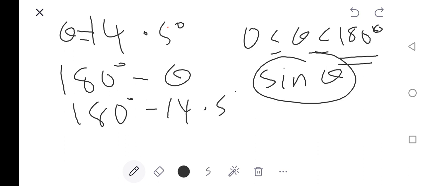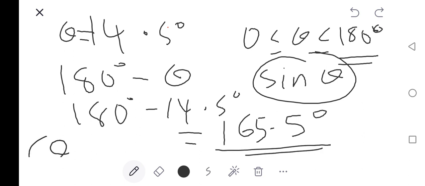14.5 degrees. Can somebody help us to do this? It's 165.5 degrees. Those are your answers. That's all. So your answers are 14.5 degrees and 165.5 degrees. Let's look at another example.